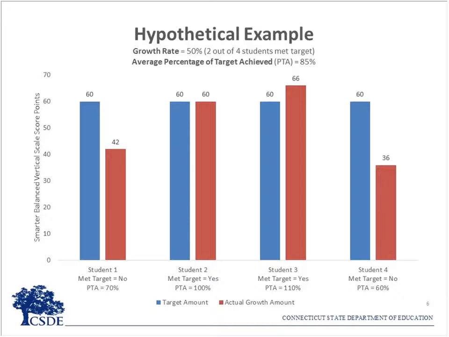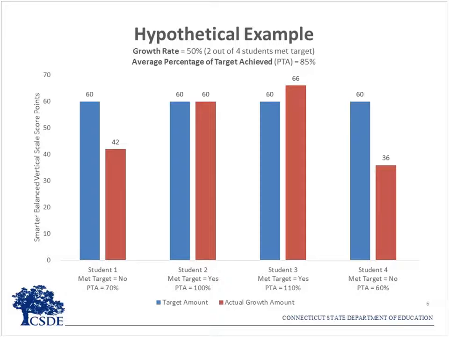So the two metrics that we're reporting, growth rate and average percentage of target achieved, are calculated as follows in this example of 4 students. Students 2 and 3 met their targets, but student 1 and 4 did not meet their targets. So 2 out of 4 students met their target. So the growth rate is 50%, which is 2 out of 4 students.